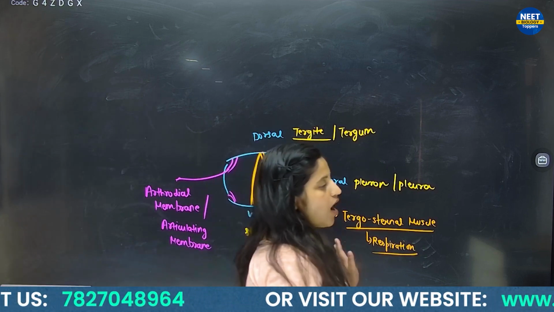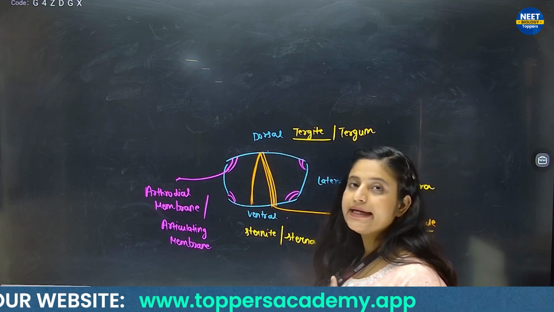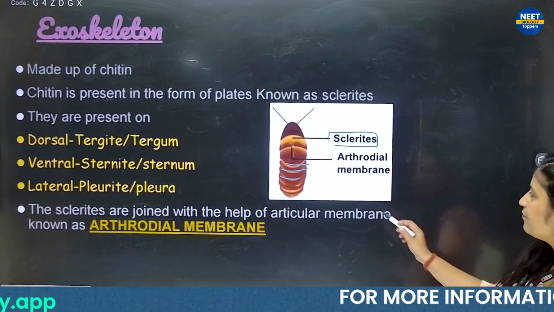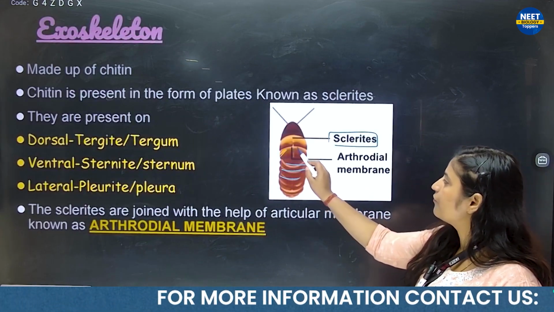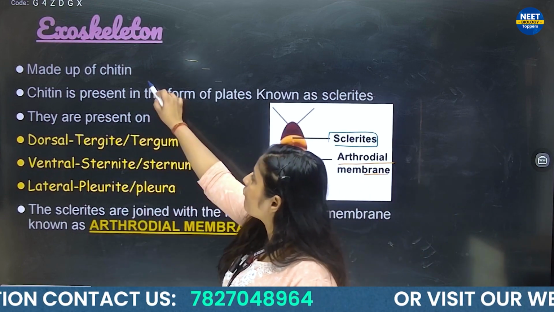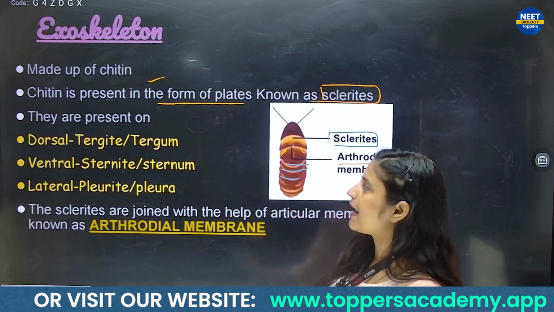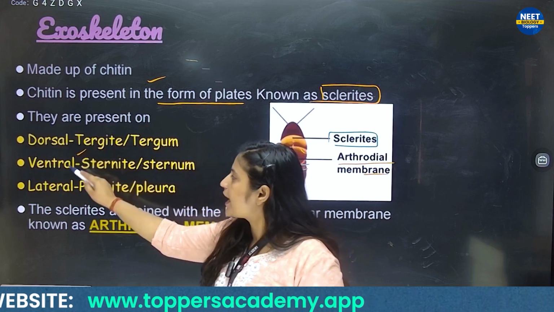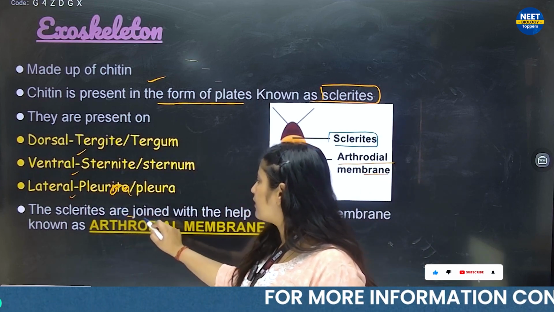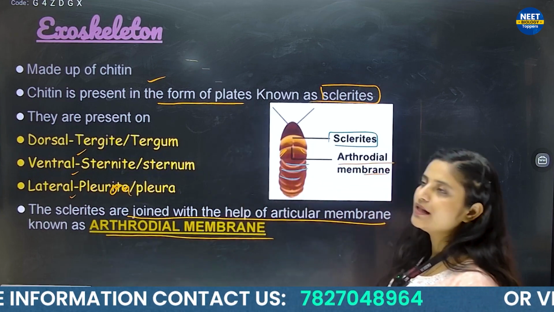So that's how the sclerites are present in the cockroach body, and these sclerites are the chitin layer, which is present in the form of plates. You see in this picture, these are the sclerites, and they all join together with the help of this arthrodial membrane. So let's read. They are made up of a chitin layer. Here the chitin is present in the form of plates, which are known as sclerites, and they are present on the dorsal side, ventral side, and lateral side. Next, the sclerites are joined with the help of the articular membrane, also known as the arthrodial membrane.